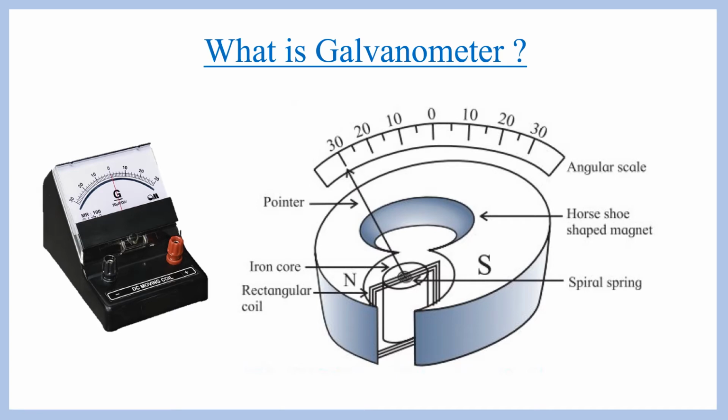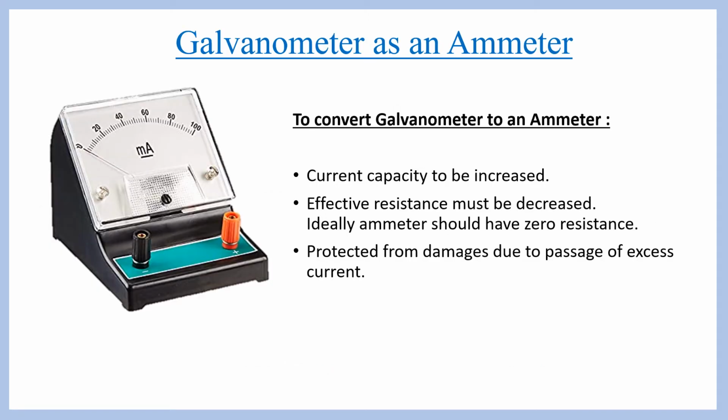And therefore we can use this galvanometer as a voltmeter or as an ammeter. So with suitable changes made, we can convert a galvanometer into an ammeter or a voltmeter. Today's session we will see how this galvanometer can be converted into an ammeter. So we will move to the next slide. Here we will see how this galvanometer is converted into an ammeter.